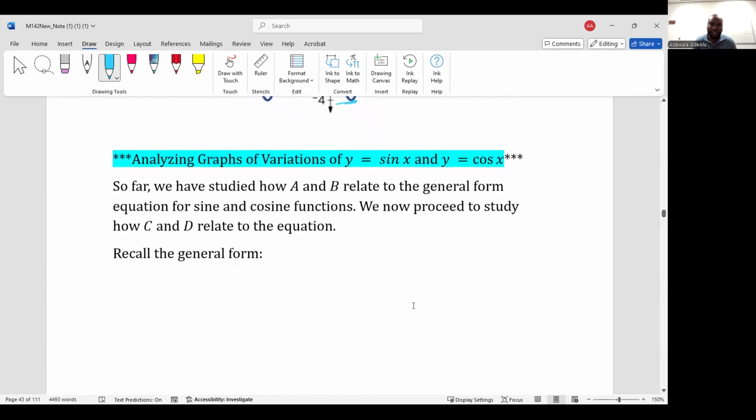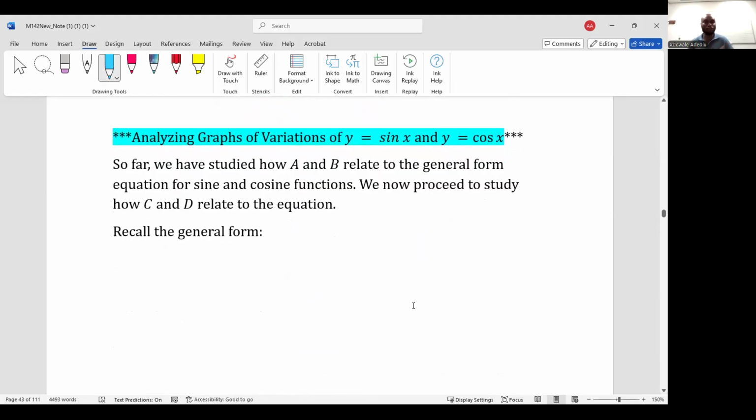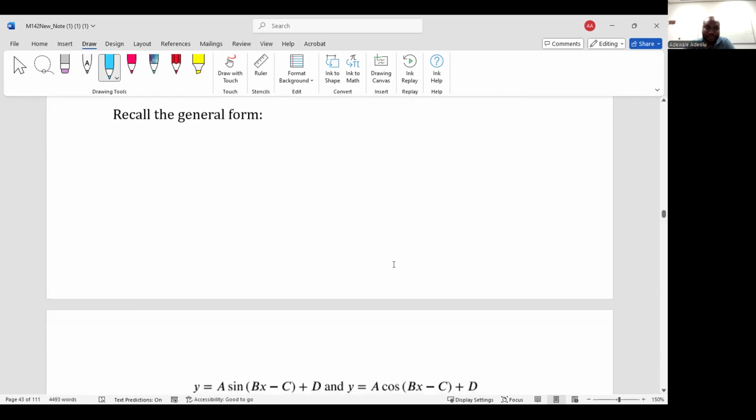Okay. Now let us continue to analyze graphs of various variations of sine and cosine of angles. So far, we have studied how A relates to the amplitude and how B relates to the period. So we discussed that extensively. We now proceed to study how C and D relate to the equation. Let us study C and D.